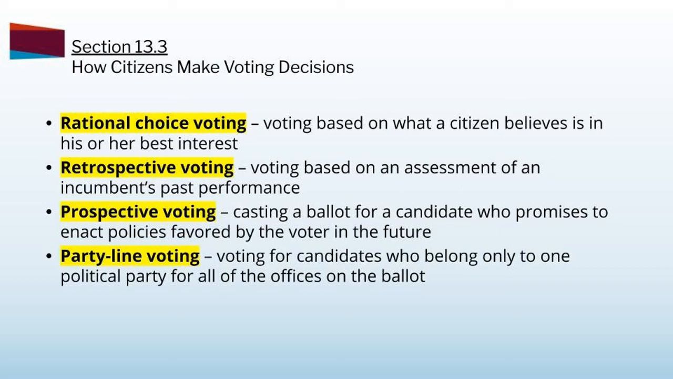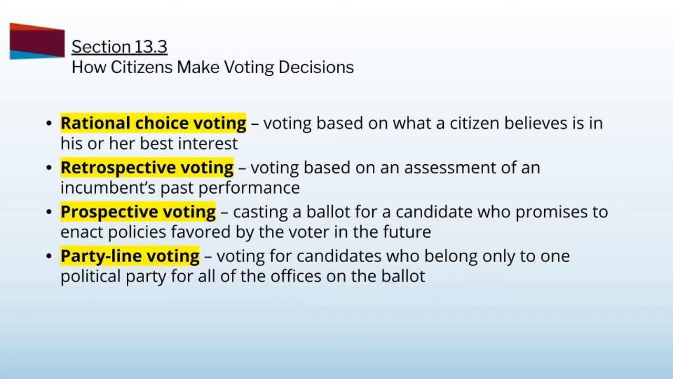There's rational choice voting, which is where voters are going to vote for someone that they believe is going to further their own best interest. And if there's not a candidate that does that, then they probably are not likely to vote. Then there's retrospective voting, which is where the voter is going to look for someone that has a really good past performance. They have a good track record. They're an incumbent that's been in office before and they have experience. Then there's prospective voting, which is where a candidate might promise to enact certain policies that are favored by the voter in the future, in which case you're putting stock in their promises and what they're going to do.